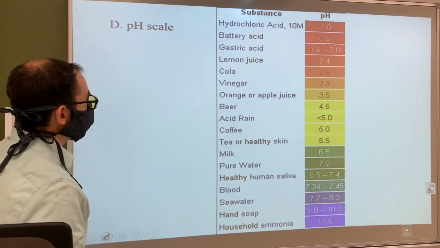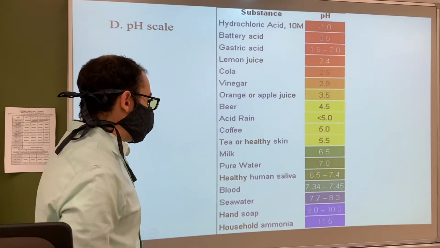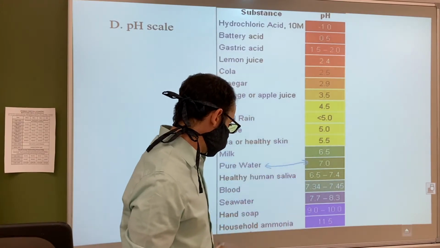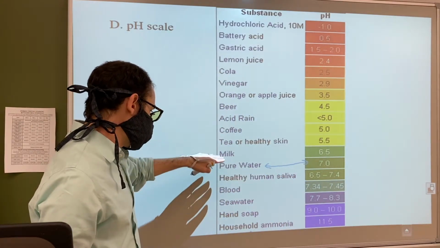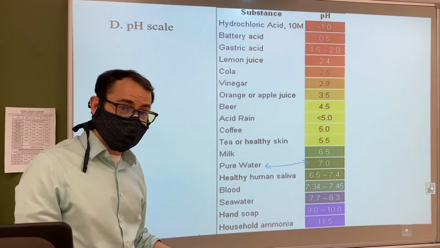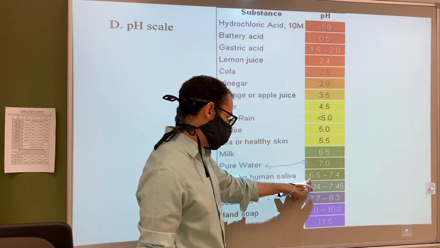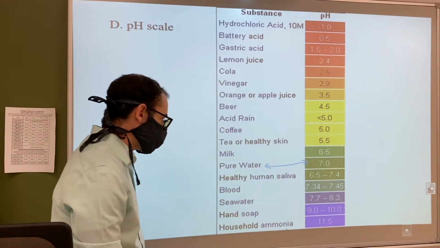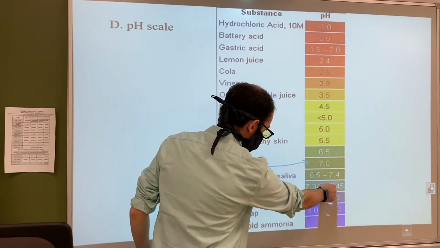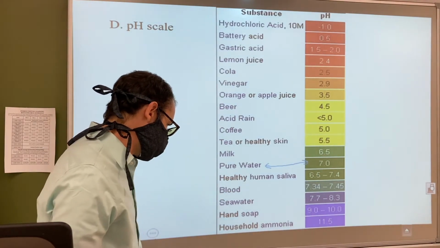All right, here's a scale, which has some things on it. I got this from Wikipedia a while ago. But you can see here's our 7, pure water. And if you look, there's not a lot of things that we eat that are basic. All right, so if you think about basic, there's human saliva. That could be anywhere from 6.5 to 7.4. There's blood, which is a little above 7. We talked about that last year. Seawater is basic, but we don't drink that.